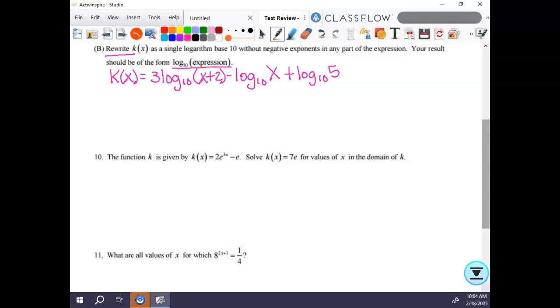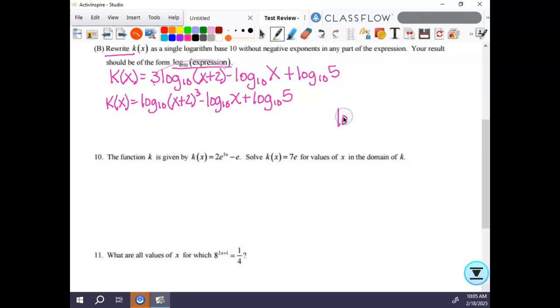I can't divide everything by 3 because I'm not solving anything. It has to become an exponent right here. That's the only one I have to do. So let me just rewrite that. K of x equals log base 10 of x plus 2 cubed minus log base 10 of x plus log base 10 of 5. Okay, so I have more than 2. It's simple. Don't overthink this.